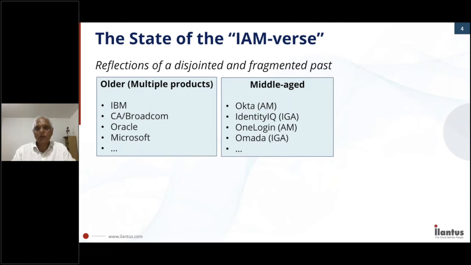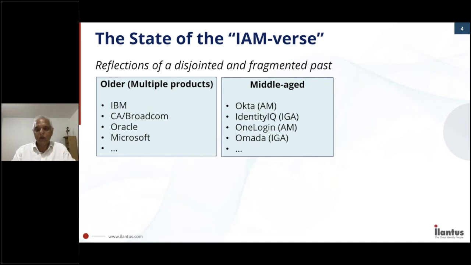If you look at Okta, which came in somewhere around 2012, they specialize only in access management. And then if you look at the IdentityIQ product of SailPoint, that has only identity governance and administration. If you look at OneLogin, only access management. Omada, only identity governance and administration. So now there are multiple camps, and the middle-aged products very much are a reflection of that.